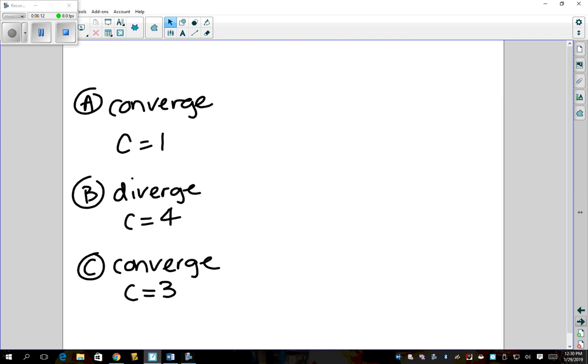So these are the solutions for A, B, and C. Please make sure that you have A, B, and C done. Come to class with any questions that you have. Write them down, make a note of them.